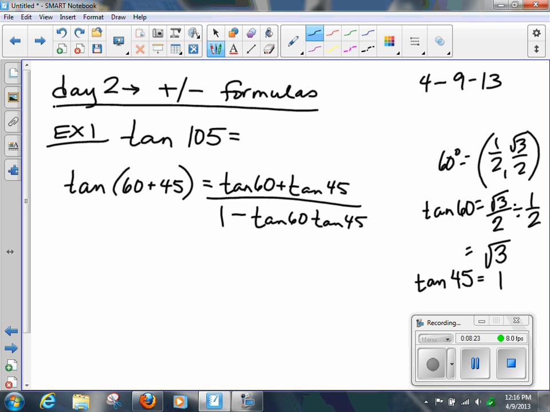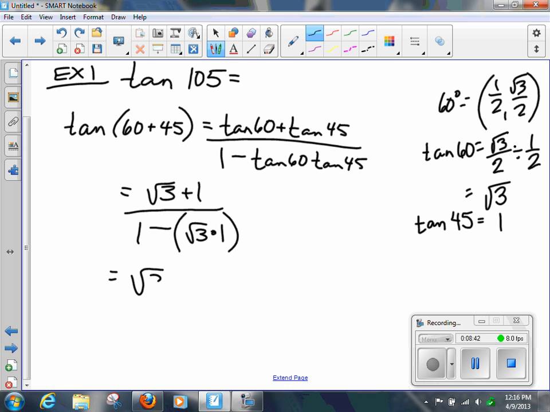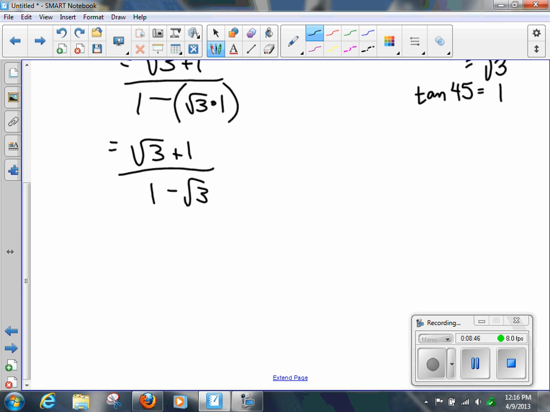Here we go. What's tangent of 60? It's all already over there. Root 3 plus 1 over 1 minus root 3 times 1. Folks, please follow order of operations. Don't make a careless mistake. Holy moly. 1 minus root 3. Well, hello. What do we do?